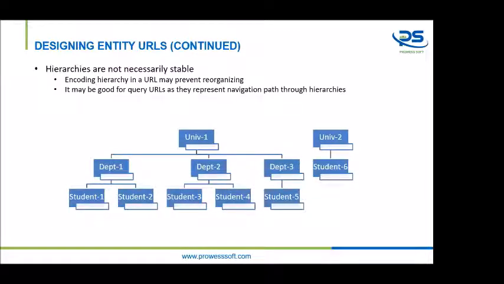Moving forward, this is one of the blind spots, you could say, that you should be careful about. This is about designing entity URLs, and it is natural for us, especially after so much programming that we have done, to think of entities in a hierarchical way. If I try to put a student in a certain data structure, I always think the student is contained inside a department, and a department is contained inside a university, right?